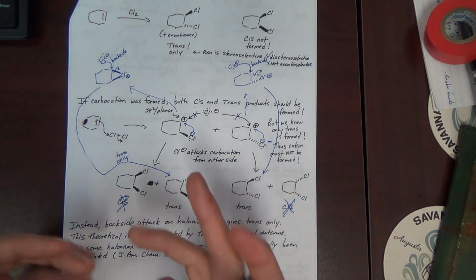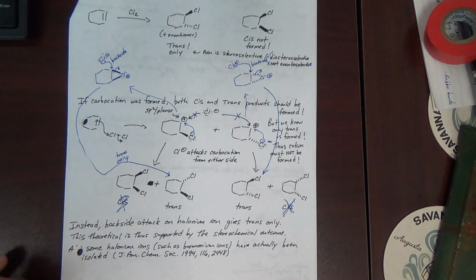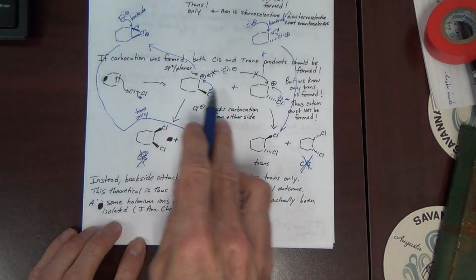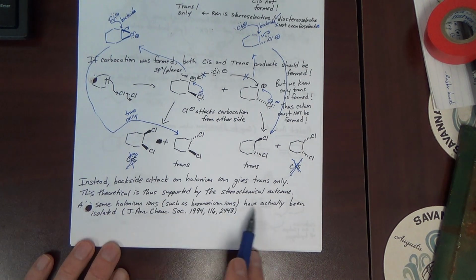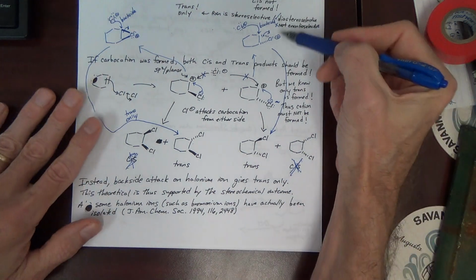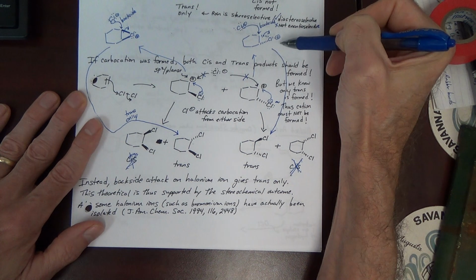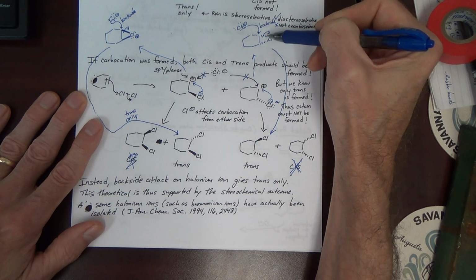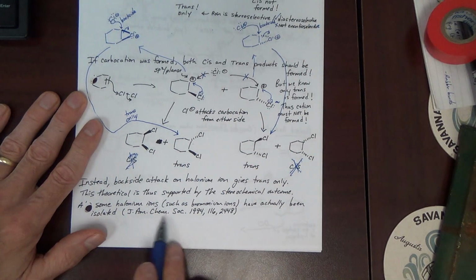So this is good evidence that the carbocation is not formed, given the stereochemical outcome. As I said earlier, some bromonium or chloronium ions have actually been isolated, and here's one if you want to look that up in the Journal of the American Chemical Society, 1994. Usually these are not isolated because they tend to be too reactive and something is going to come in and open it back up. But once in a while chemists come across one that can be isolated, and this is an example.